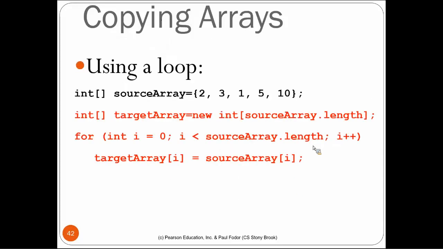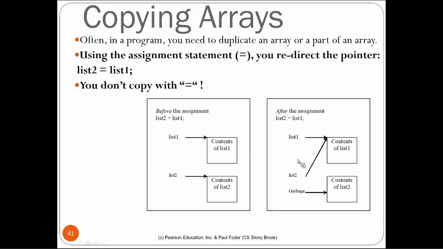Now, if we want to copy arrays, as I said earlier, we need to create a new array, and this is different than actually just redirecting the two references to the same position. So equal cannot actually be used for copying arrays. You are actually redirecting the pointer.